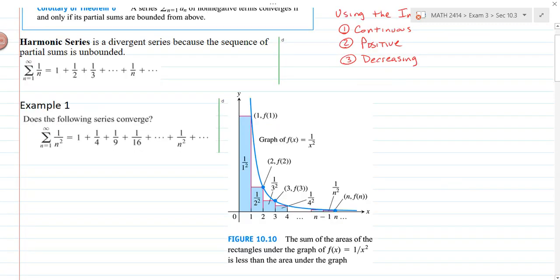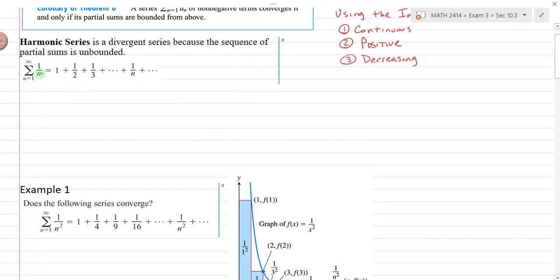A harmonic series is a divergent series because the sequence of partial sums is unbounded. So a harmonic series is just the sum n equals 1 to infinity of 1 over n. And we can prove, and we will prove, that this is going to diverge. Let's go ahead and prove it now.